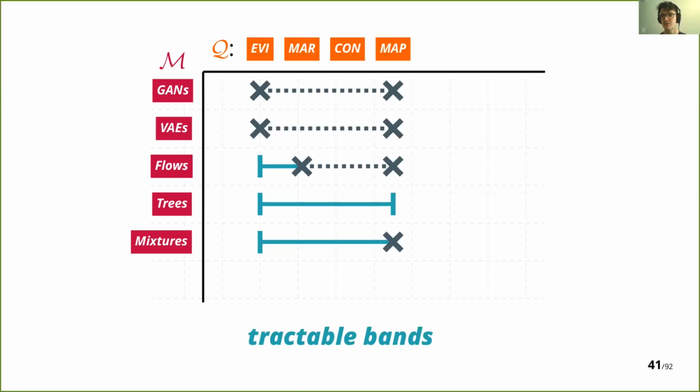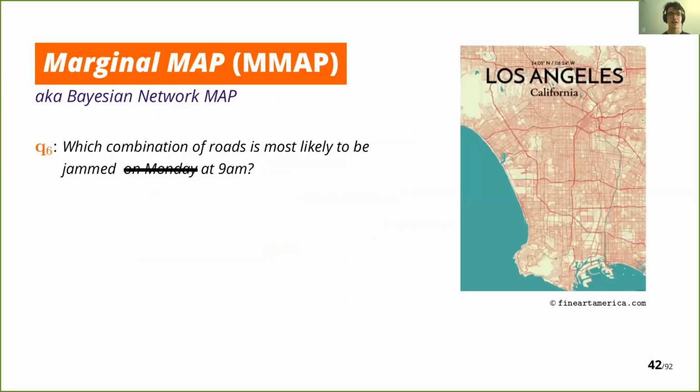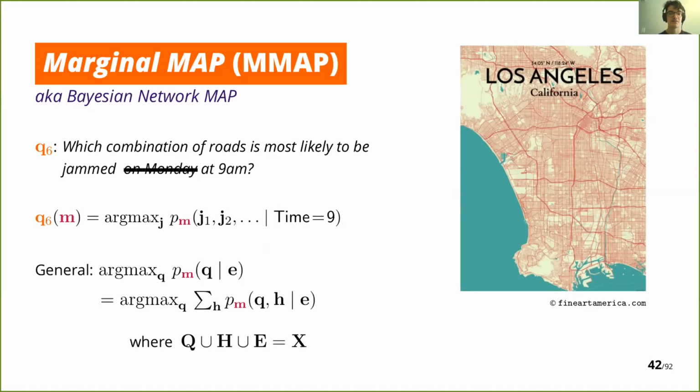Seems like we have to go back to trees, right? And let's move to another harder class of queries, that is marginal MAP. As before, we want to know what's the combination of roads that is most likely to be jammed at 9 a.m. But I'm not interested in the day, so I'm going to marginalize that variable out. This is the formalization of our example, and more generally, we're going to provide some partial evidence over some random variables E. We're going to query about another bunch of random variables Q, and the remaining ones are the variables we do not care about. Those are the ones that we're going to sum over or marginalize.